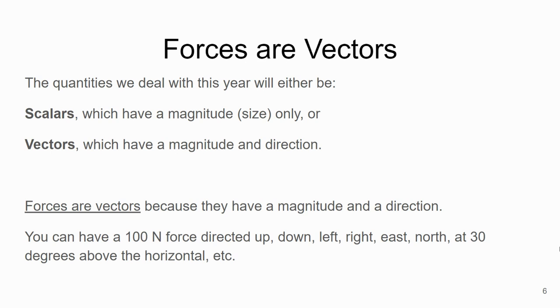So forces are vectors because they have magnitude and direction. You can have a 100 Newton force directed up or down or left, right, east, north, at 30 degrees above the horizontal, etc. Just to preview this idea, sometimes our forces will be ugly vectors. And just like last chapter, how do we handle ugly vectors? We do step 0 to them, and we find their pretty components. And then we deal with the pretty components because we would rather do that.